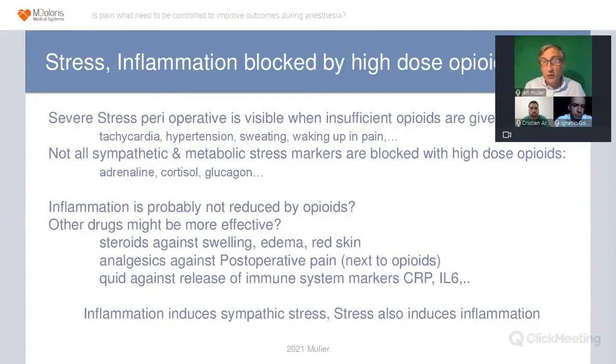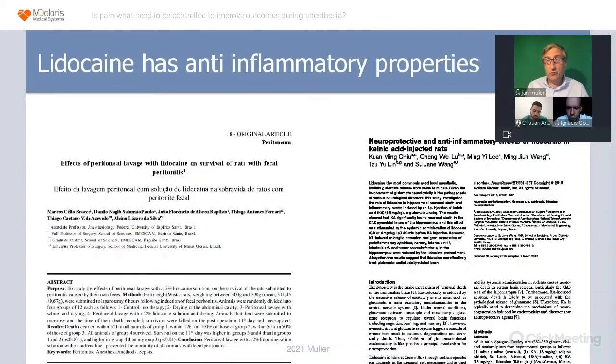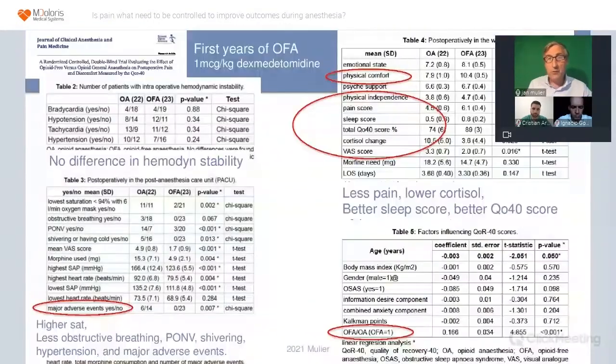And the question also is, are there no other drugs to go against the release of the immune system markers? In that, maybe still a lot of research is needed. But there is already some research regarding the anti-inflammatory effect of dexmedetomidine, and many studies have found that dexmedetomidine itself has anti-inflammatory properties. The same is true of lidocaine. Maybe we have to give it even in higher doses to get a real anti-inflammatory reaction, but that could be the reason why a continuous infusion of lidocaine, like during a laparoscopy, is able to block the inflammation of the peritoneum induced by the pneumoperitoneum.